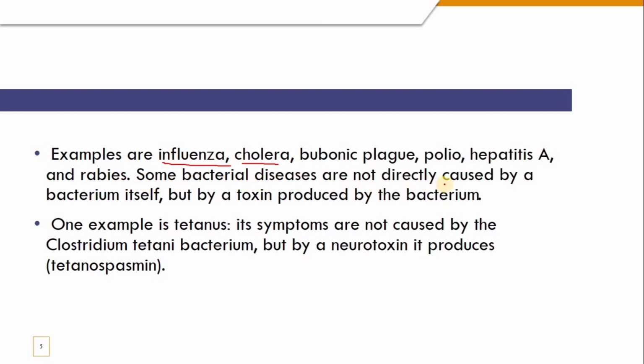Some bacterial diseases are not directly caused by a bacterium itself, but by a toxin produced by the bacterium. Some diseases are caused by the toxin which is produced by the bacteria. One example is tetanus. Its symptoms are not caused by the Clostridium tetani bacteria, but by a neurotoxin it produces, tetanospasmin. So these toxins are produced by the Clostridium tetani bacterium.